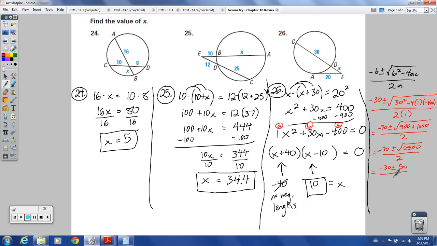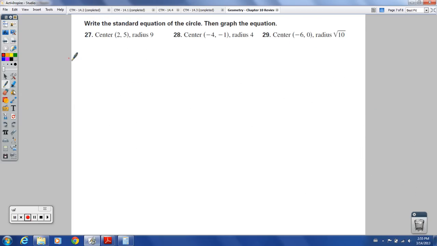That's just 50. And so you have two options. You can take negative 30 plus 50. That would give you positive 20 over 2. Or you could take negative 30 minus 50. That would give you negative 80 over 2. And when you look at that, that's 10 or negative 40. And again, we don't use the negative 40. We would use 10 right there for the same reasons we had over here. So if you didn't remember how to factor, you could still fall back on that quadratic formula and do it that way. Now we're moving to lesson 10.6 stuff.